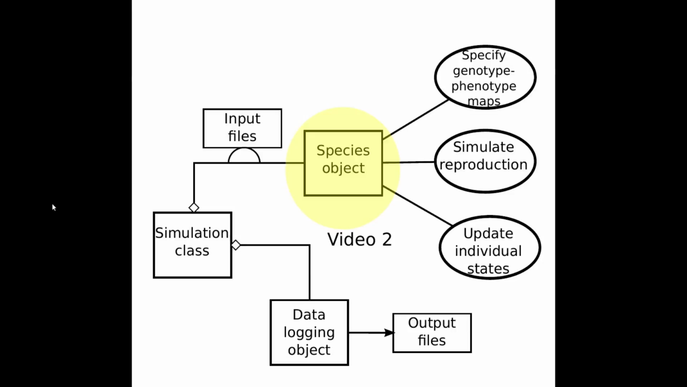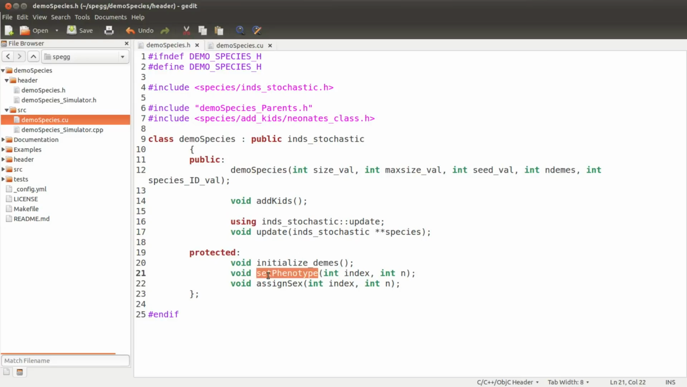This class is responsible for implementing the key components of our eco-evolutionary model. This includes specifying the genotype-phenotype maps, simulated reproduction, and updating individuals. In this video, we will focus on specifying the genotype-phenotype map in our species class. Let's begin by revisiting the setPhenotype function.